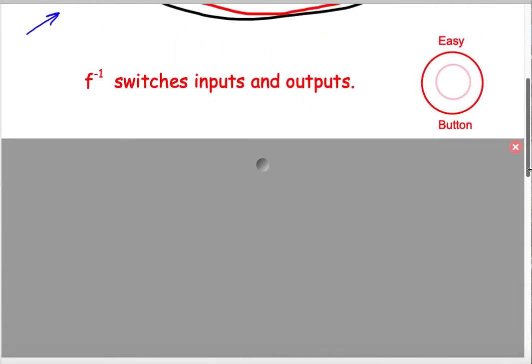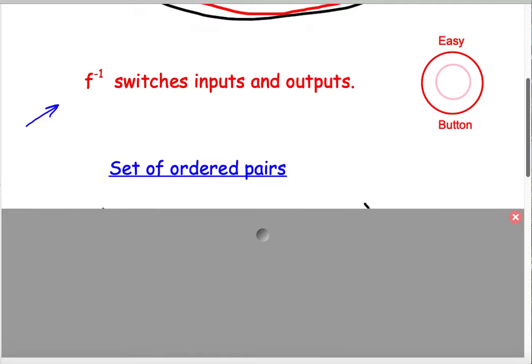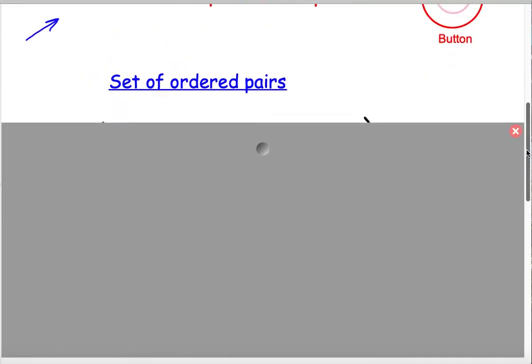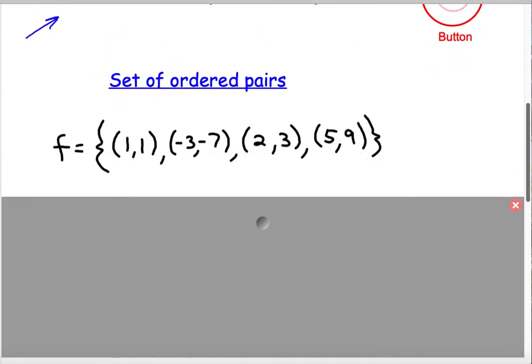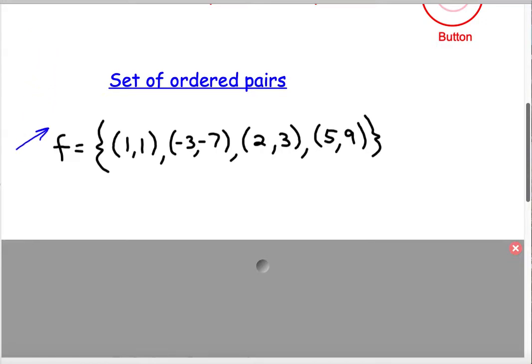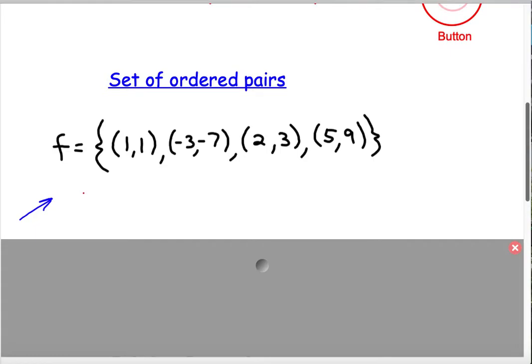What are some other representations that we've seen? How about set of ordered pairs? So if I have a set of ordered pairs, this is f, and I want to create f inverse, all I have to do is switch my inputs and my outputs. Now for the first ordered pair, 1, 1, when I switch them, it's still 1, 1. So you can't really tell what happened there.